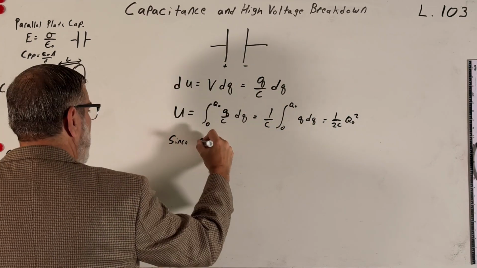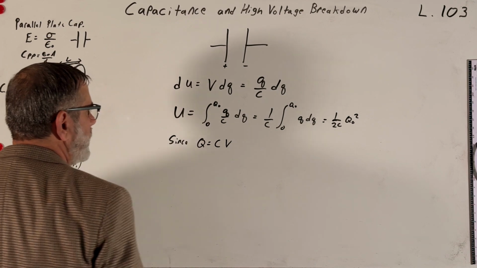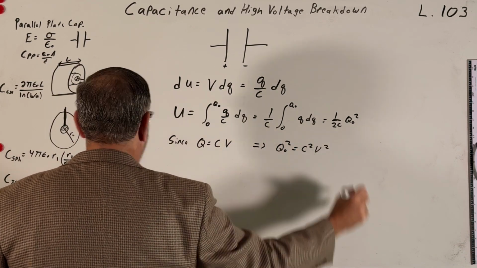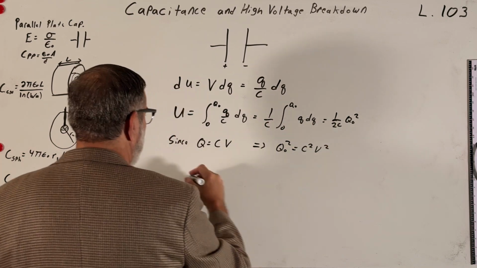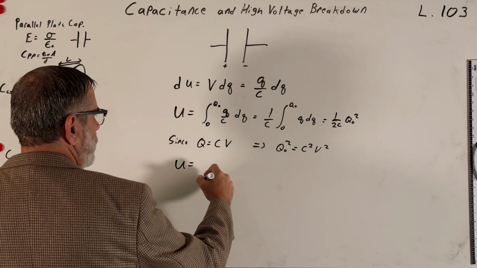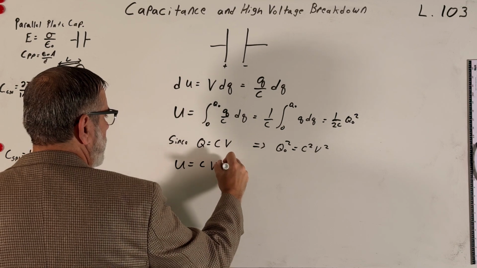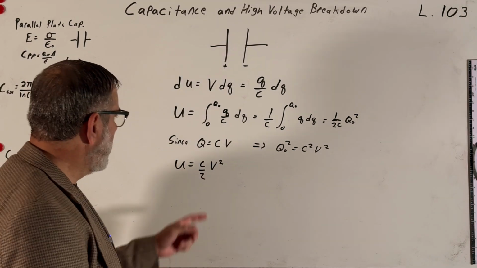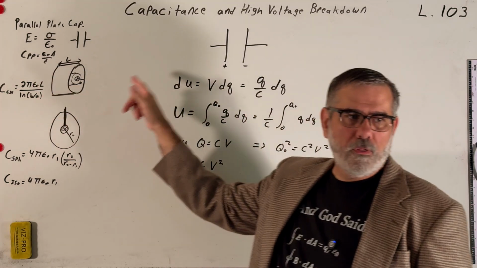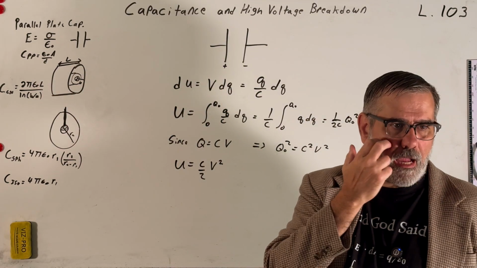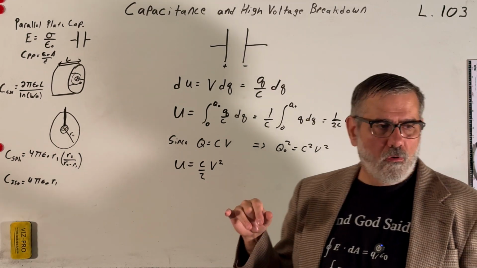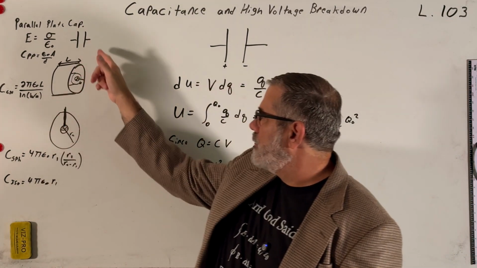But since Q is equal to C times V, this implies that Q naught squared is equal to C squared V squared. So I can substitute that in here, and we'll get that the potential energy is equal to C V squared over 2. Now notice that I never used the formula for the parallel plate capacitor, even though I used it as my example that I was thinking about as I calculated this work, this potential energy. This is actually a universal result for all capacitors. This one, this one, this one.